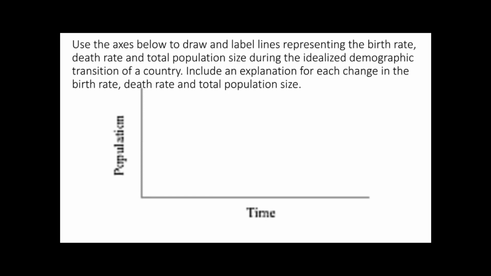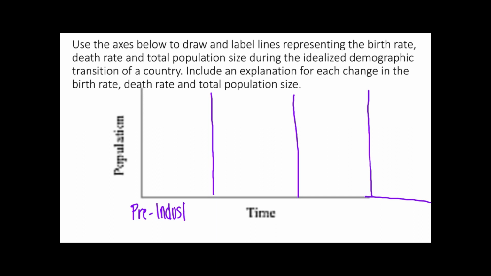Okay, this diagram, it's hard to see. So let's see. We want to draw the demographic transition. So we'll have these 4 phases. And this one is pre-industrial, transitional, industrial, and then post-industrial.